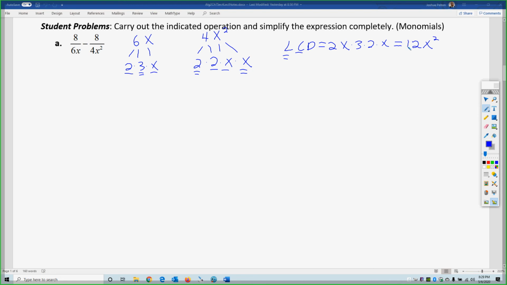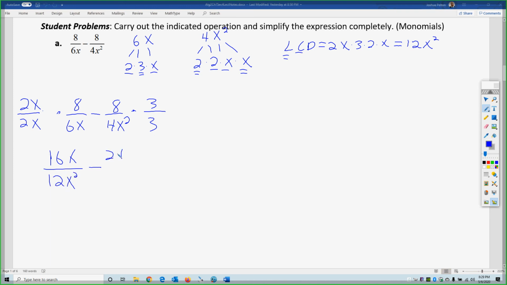Okay, so 8 over 6x minus 8 over 4x squared. The 6x needs to be multiplied by 2 to get 12, and x to get the x squared. All right, the other term, 4x squared, needs to be multiplied by 3 to get the 12. And that's it, because we already have the x squared. So that gives us 16x over 12x squared for the left term, minus 24 over 12x squared for the right term. So now we can subtract the top, even though they're not like terms. 16x minus 24 over 12x squared.